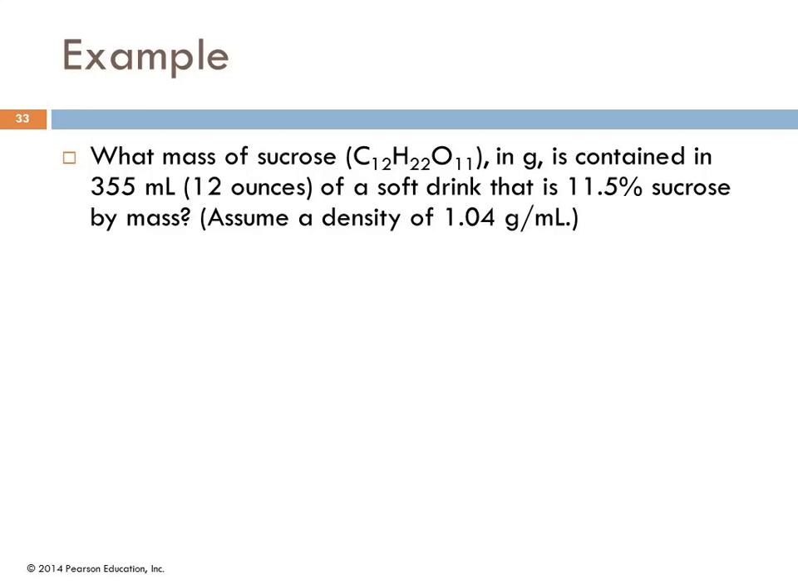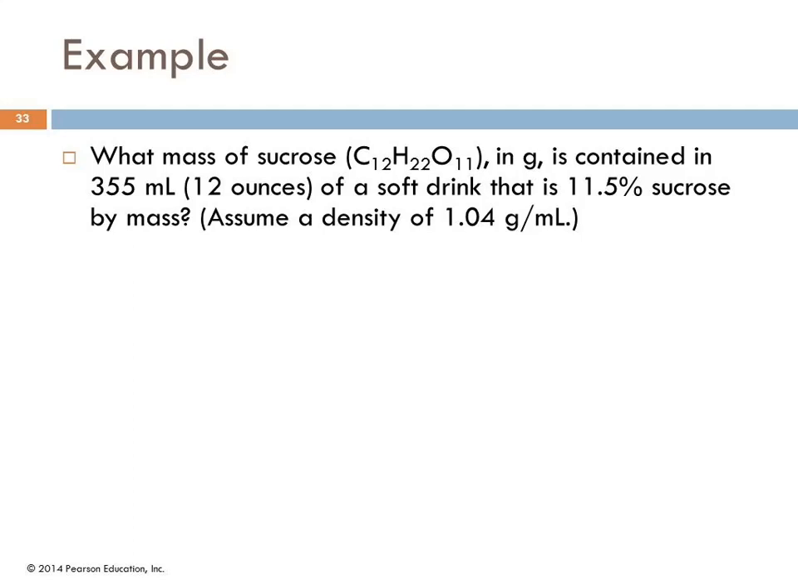So what mass of sucrose in grams is contained in 355 milliliters of a soft drink that is 11.5% sucrose by mass? Assume a density of 1.04 grams per milliliter. And that's the size of a 12-ounce can of soda. So what do we do? We're going to have to use the density and the percent mass.